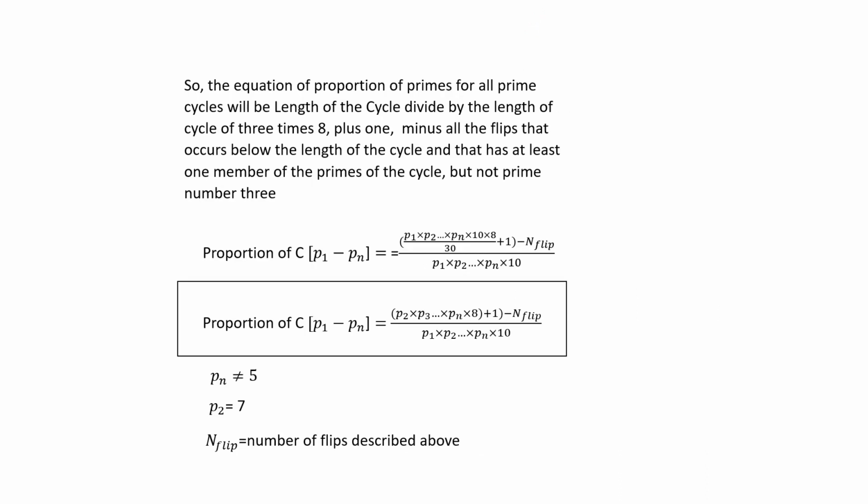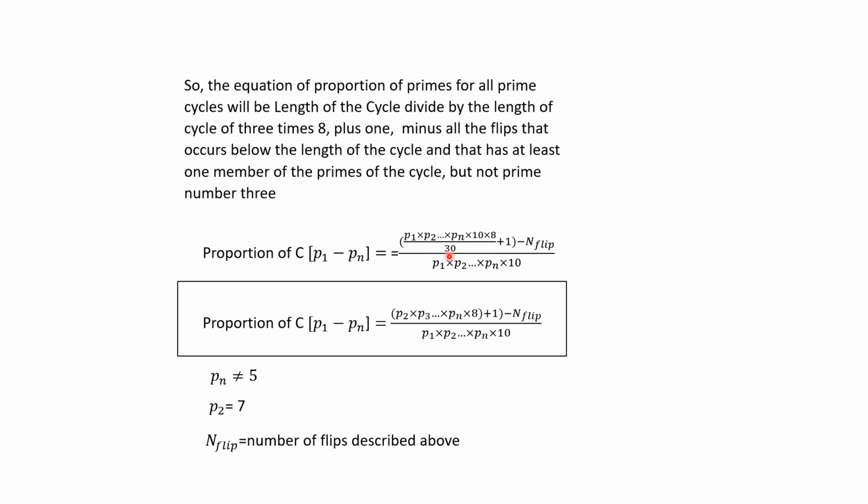So the equation of the proportion of primes for all prime cycles will be the length of the cycle divided by the length of the cycle of 3 times 8 plus 1, because the 3 is going to be a prime, minus all the flips that occur below the length of the cycle and that have at least one member of the primes of the cycle, but not prime number 3. You have the equation there, and it's this one here. That is this equation simplified.